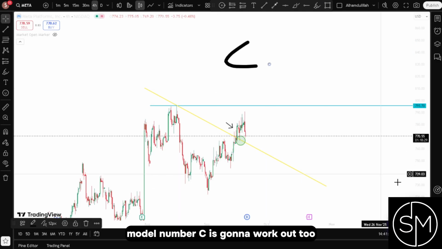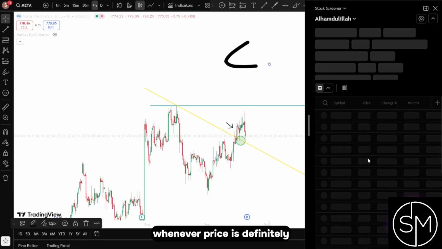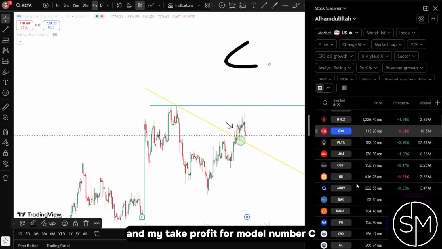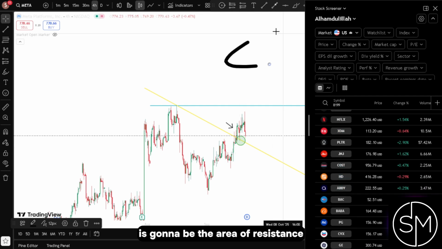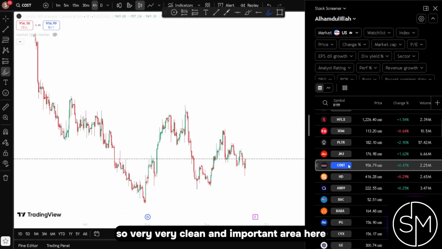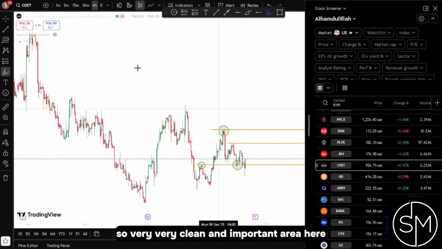Okay, model number C is going to work out too whenever price is definitely trending in an upwards direction. And my take profit for model number C is going to be the area of resistance where I even drew the trend line from in the first place. Okay, so very, very clean and important area here.